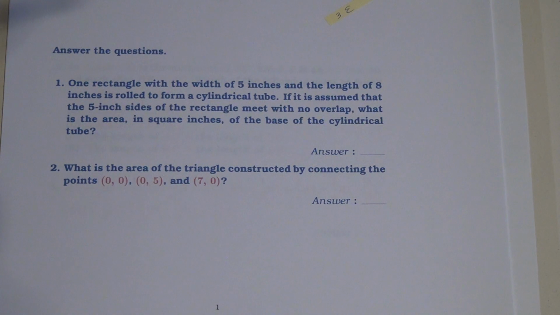Okay, number one. Number two, what is the area of a triangle constructed by connecting the points (0, 0), (0, 5), (7, 0)? Okay, these are two questions. Once you read, and then if you get the idea, you can solve for two questions within 20 seconds. So stop video and try 20 seconds, and then I will come back.